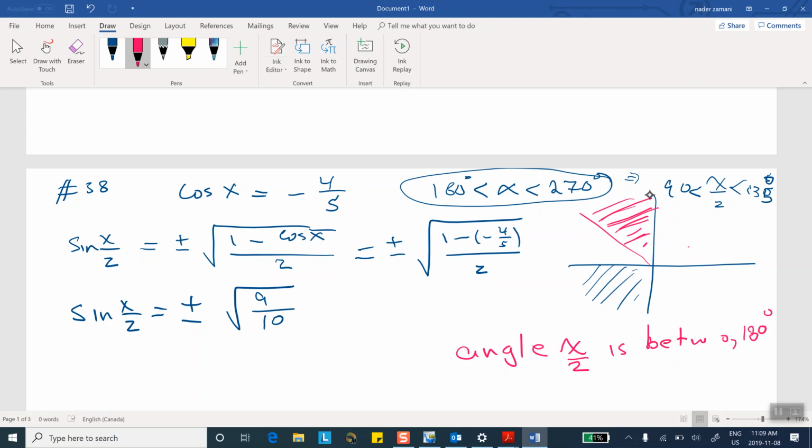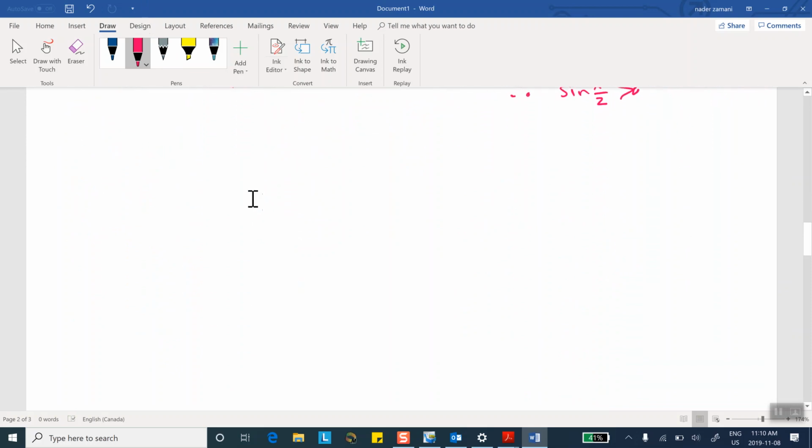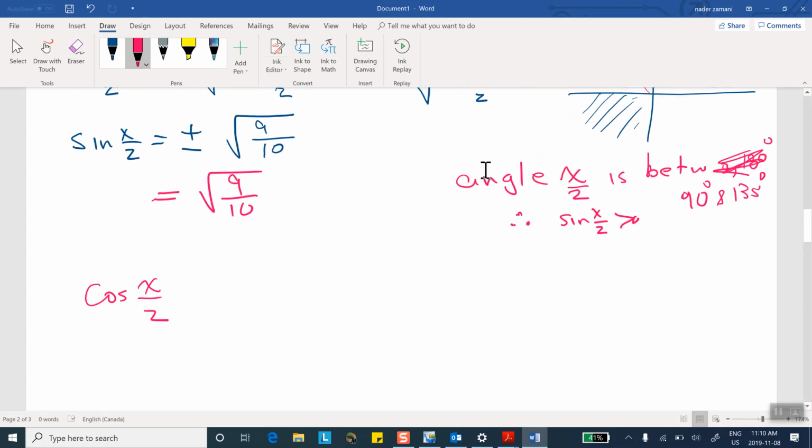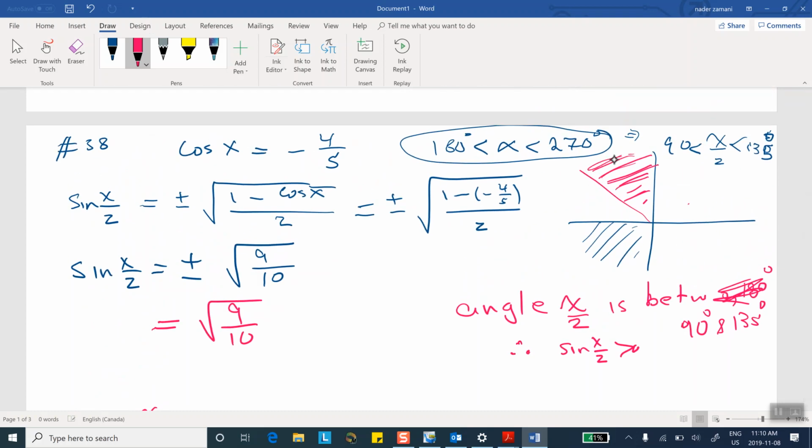Therefore, the algebraic sign is positive. x over 2 is between 90 degrees and 135 degrees. Therefore, sine of x over 2 is positive. This is equal to root of 9 over 10. Okay? All right, let's do the cosine. Cosine of x over 2. Based on the discussion that we had, cosine of x over 2 is negative, because just look at where you end up. You end up in this red cross-hatched area, and cosine there is negative.